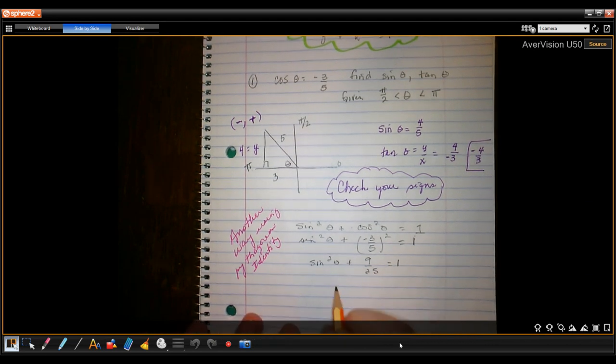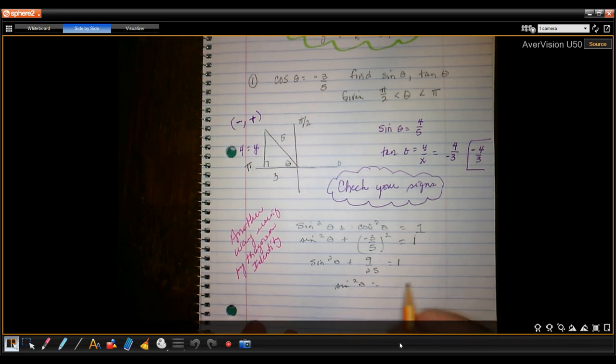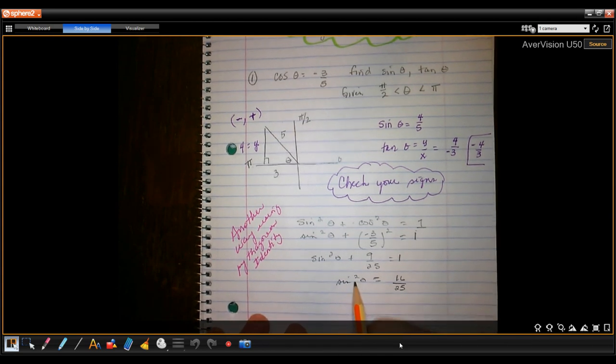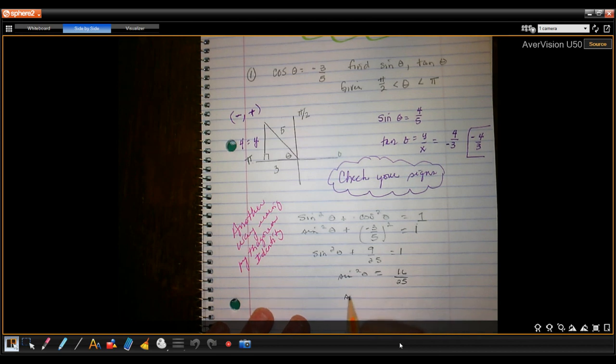Then if you subtract, well, 1 is going to be 25 over 25. So 25 over 25 minus 9 is going to be 16 over 25. Take the square root. The opposite of square is square root. So sine theta equals the square root of 16 over 25, so sine theta equals 4 over 5.